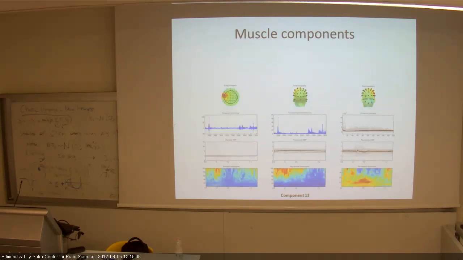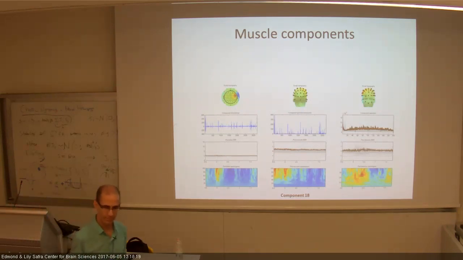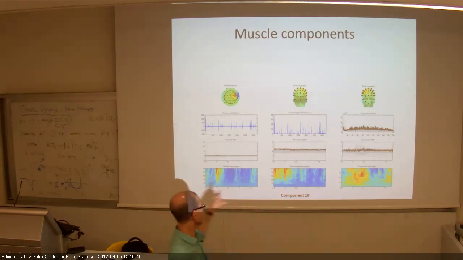So these are just examples of different muscles. You see, these are different muscles. You can see that all of them have this kind of a signature of high frequency. We do all of these.